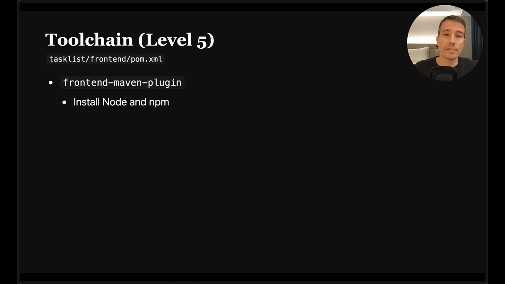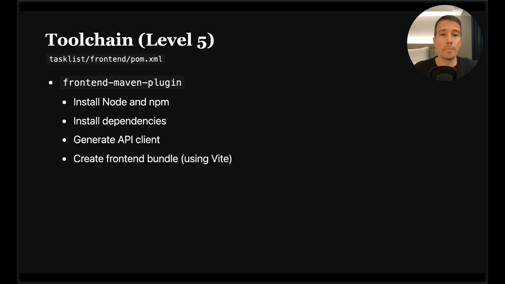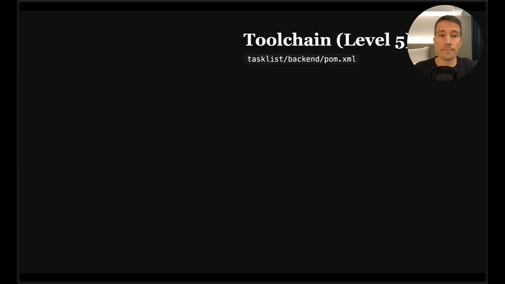It takes care of things like installing Node and NPM if they are not yet available, installing all the required front-end dependencies, generating the API client based on the latest OpenAPI spec of our backend, and bundling the frontend using Vite.